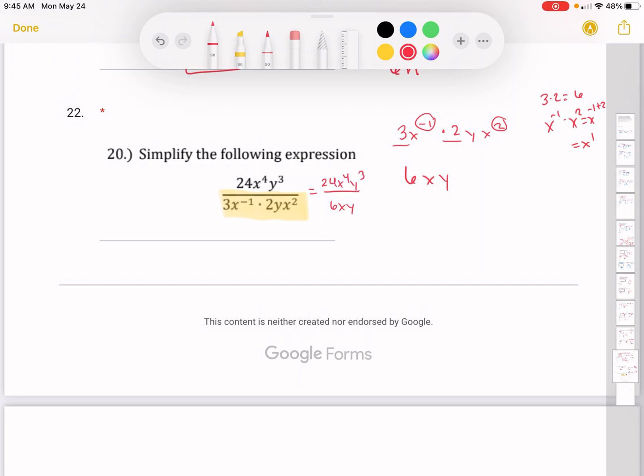From there, it's a division problem. So if you do 24 divided by 6, you get 4. And then x fourth divided by x to the imaginary 1. Remember, when you divide, you subtract exponents, so you get x cubed. And then y cubed over y to the imaginary 1, you'll get y squared. So our final answer here would be 4x cubed y squared.